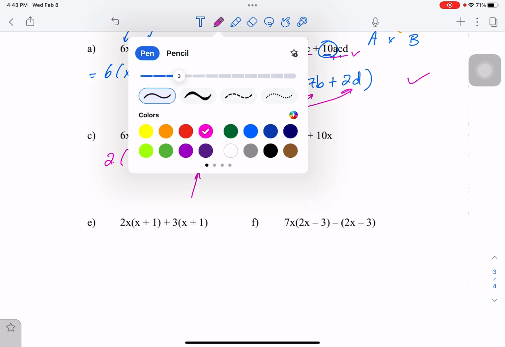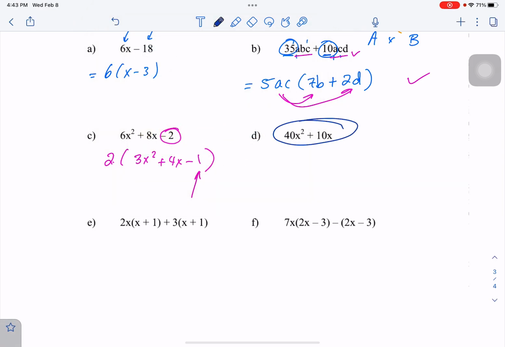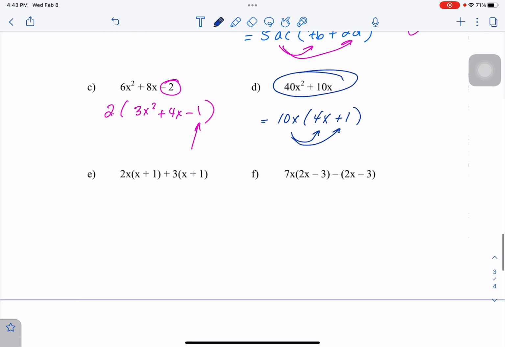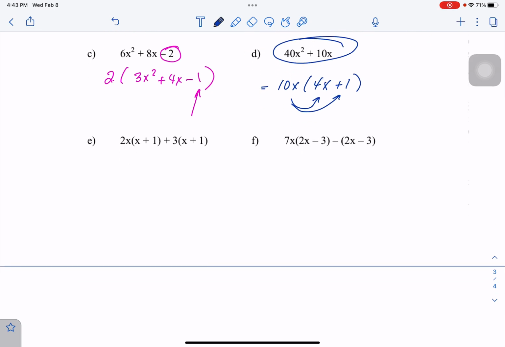Okay, on to the next one. We've got 40x squared plus 10x. Well, I'm going to take a 10x out of both of them. Don't you agree? That's going to leave me with a 4x plus a 1. Look how quick I'm getting. So if I go backwards, it's going to be 40x squared and 10x. Alrighty then, let's look at the next one.